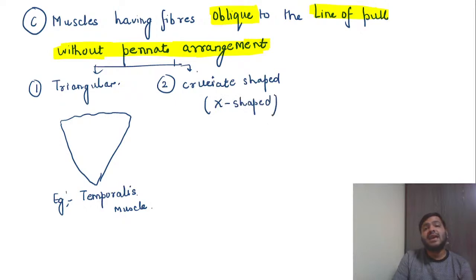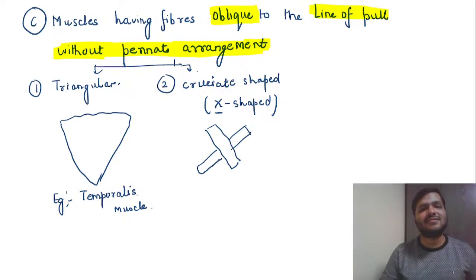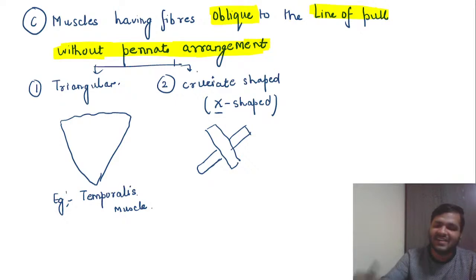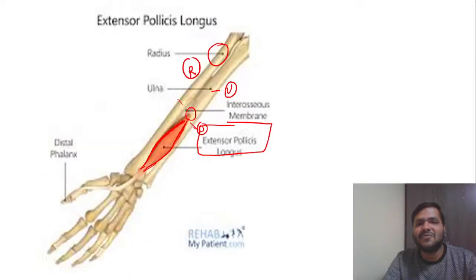See, when I'm saying X shaped, it doesn't indicate your ex boyfriend or girlfriend. Okay, it is cruciate shaped, just like in the form of the X. So don't land up your feelings over your ex right now. We are discussing the cruciate shape, the X shaped muscles. Now these X shaped muscles are just like your ex boyfriend or girlfriend. I'm saying just like.